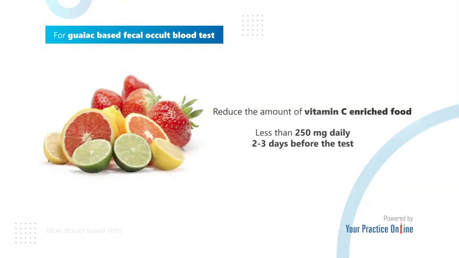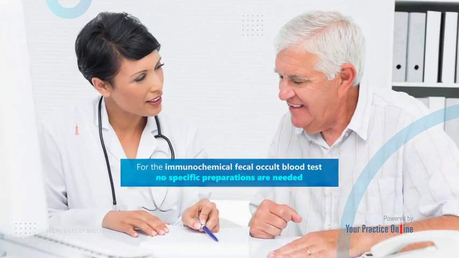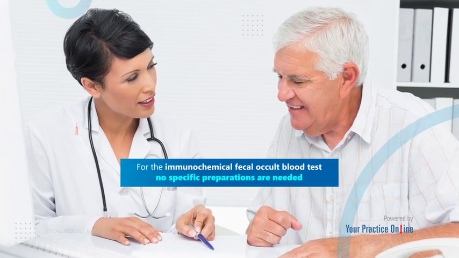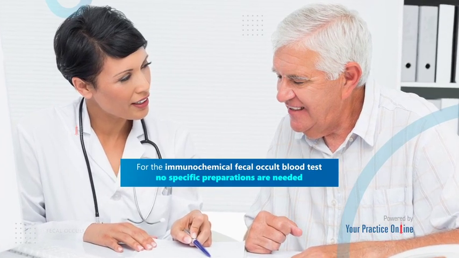Reduce the amount of vitamin C-enriched food in your diet to less than 250 milligrams daily, 2 to 3 days before the test. No specific preparations are needed for the immunochemical fecal occult blood test.